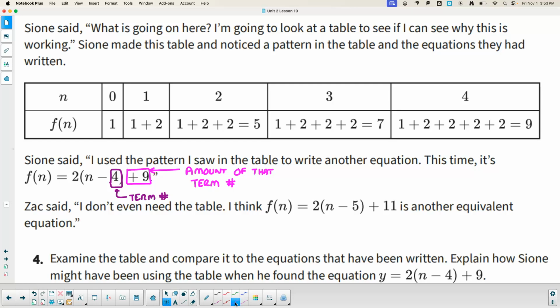So Zach is saying he doesn't need the table because the next one here would be term number 5, and it would need to have 11 blocks because I'd have to add 2 to get the next one. So Zach put the term number here, there's our 5, and Zach put what terms it should be right there, and it worked out.